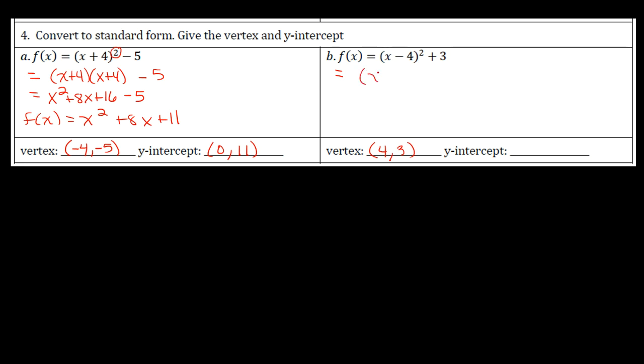I'm going to expand my exponent because we do exponents first. I will add the 3 in at the end. I'm going to get another perfect square trinomial. And now I can bring in the 3. If I had a coefficient, I would not bring in the 3 yet. And then we combine our like terms. And obviously now our y-intercept is (0, 19).